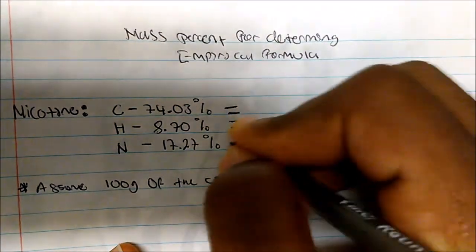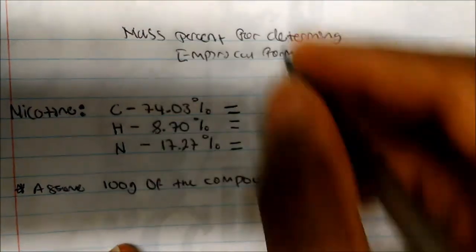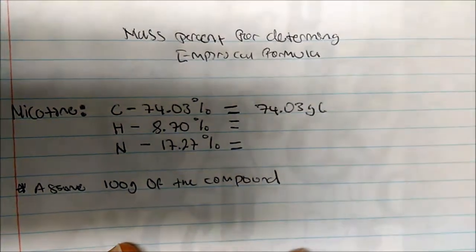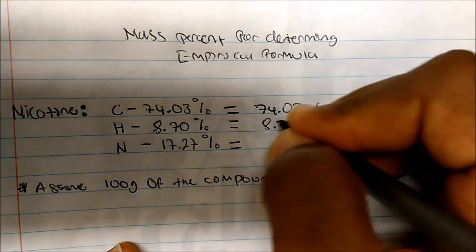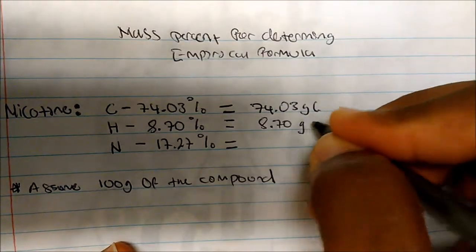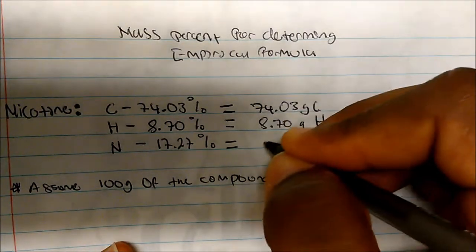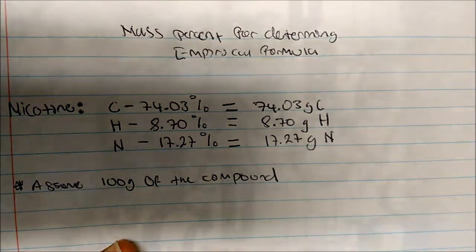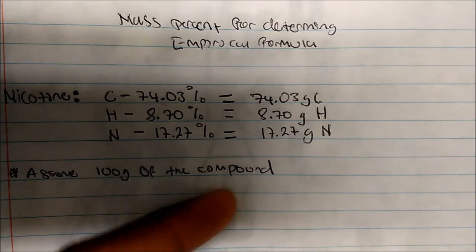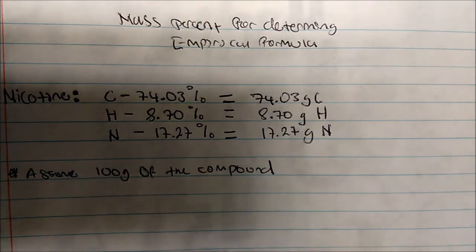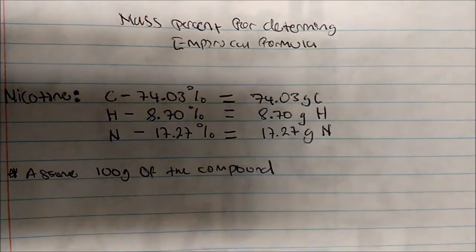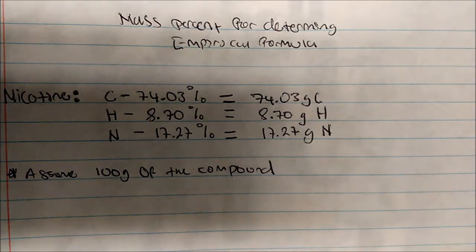So we could put an equal sign here and say we have approximately 74.03 grams of carbon, approximately 8.70 grams of hydrogen, and approximately 17.27 grams of nitrogen. That's what we mean by assuming you have 100 grams of the compound. If you add these up, they should be approximately 100 grams of the compound.